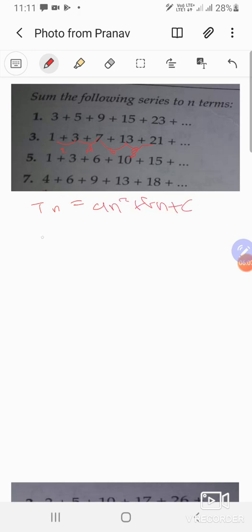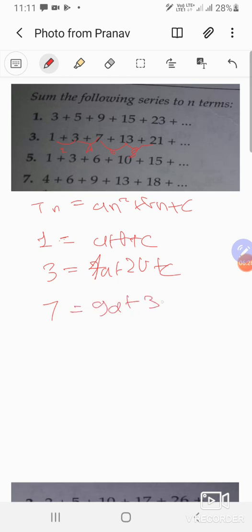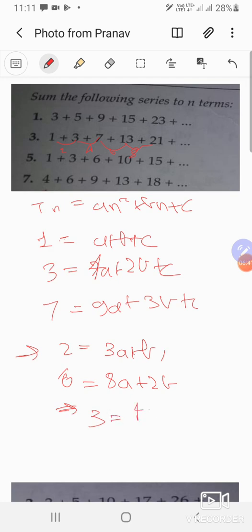Alright, and then you have 1, which is T of 1, that is a plus b plus c. And then 3 is equal to 4a plus 2b plus c, and 7 is equal to 9a plus 3b plus c. So that gives me 2 equals 3a plus b, and 6 equals 8a plus 2b. Well, that gives me 3 equals 4a plus b.